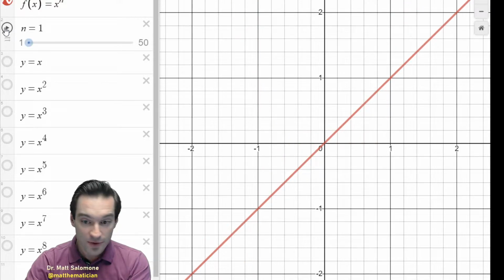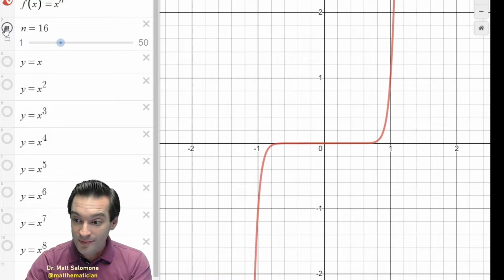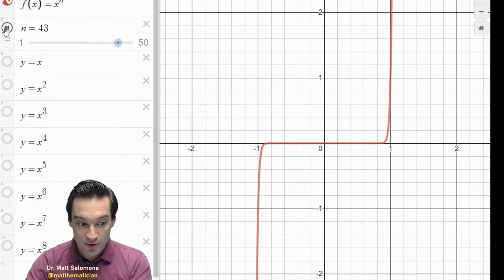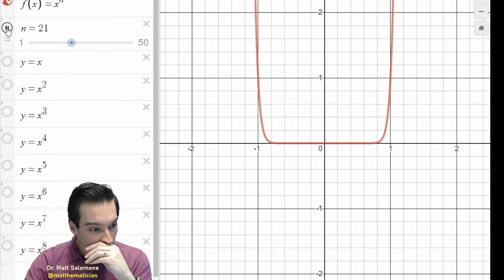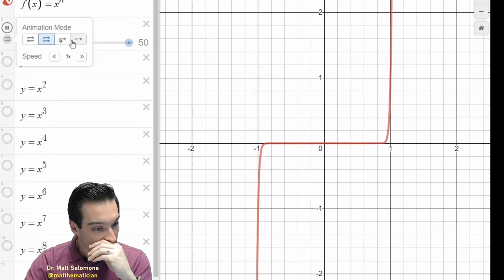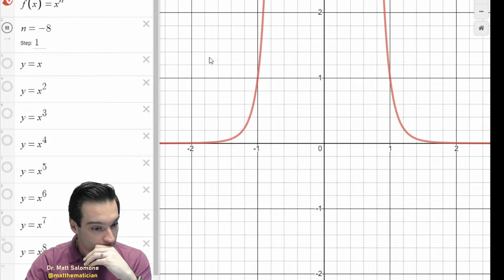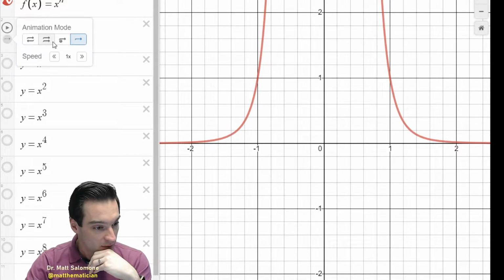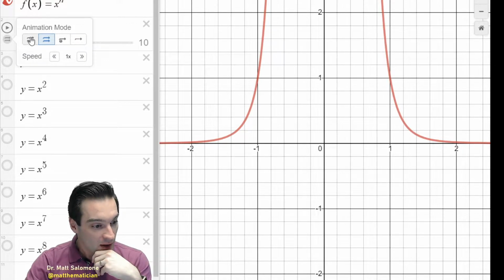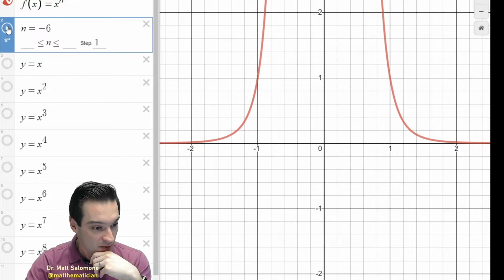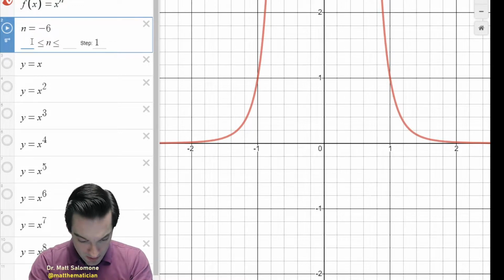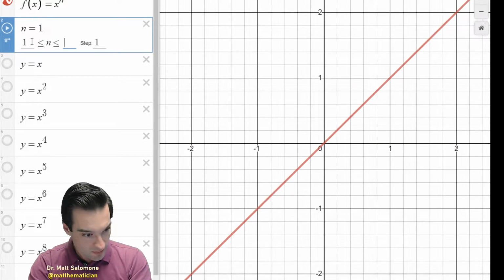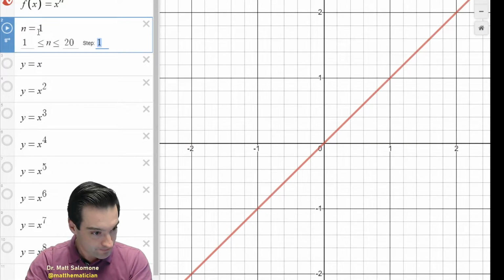So we start at f of x equals x to the power 1, and as we increase that exponent, take a look at how the graphs are changing. I'm just going to have it go to the end and stop here. So what can we say about what these graphs have in common, and what separates them one from another? Let's just go from 1 to 20.